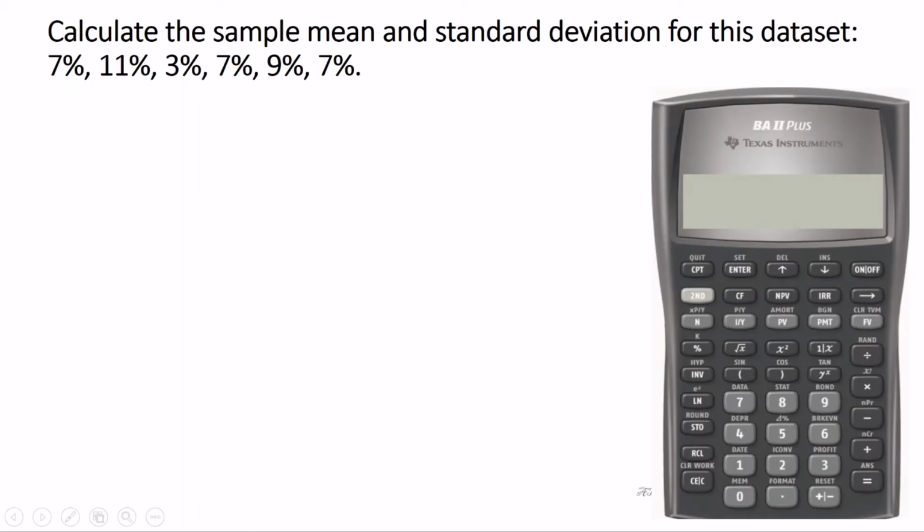Hello everyone. In this video, we will learn how to use the statistics worksheet in the BA II Plus financial calculator to compute the sample mean and standard deviation for the given dataset. The BA II Plus uses two worksheets to perform statistical analysis: the data worksheet to enter the data and the stat worksheet to perform statistical analysis. First, we need to access the data worksheet.